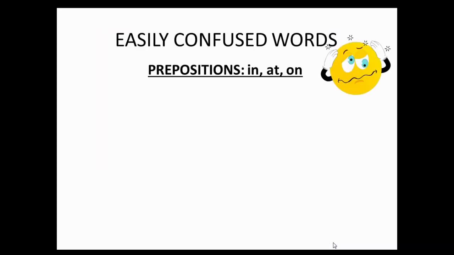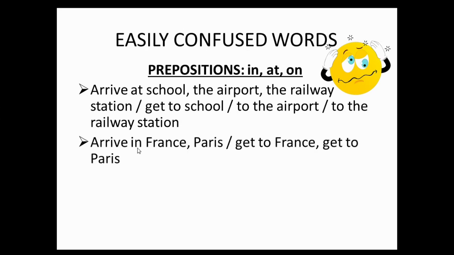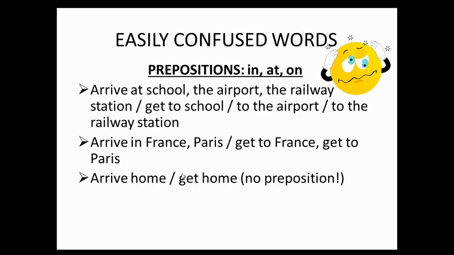Easily confused words. Prepositions. Prepositions are confusing in all languages. Be careful with the verb arrive. It's either arrive at school, at the airport, at the railway station, or arrive in France, in Paris, with cities, countries, in. It's never arrive to. You can say get to school, get to the airport, get to the railway station, get to France, get to Paris. Okay? And if you say home, you don't need to use any preposition. Arrive home, but we normally say get home.